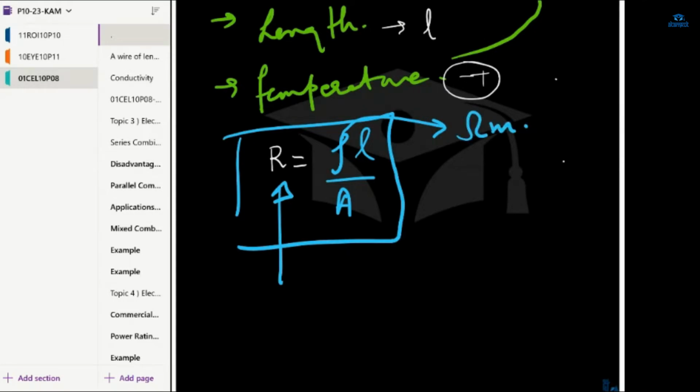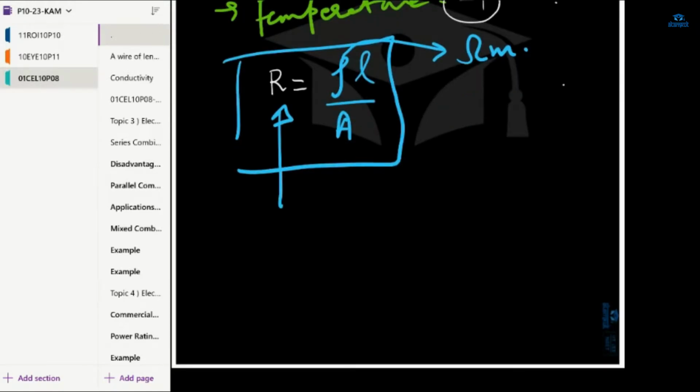Why ohm meter? Is everyone knowing, or should I tell? Should I tell why the SI unit is ohm meter? Hello, Safia, are you knowing or should I tell? Yes, you don't know why its SI unit is ohm meter.